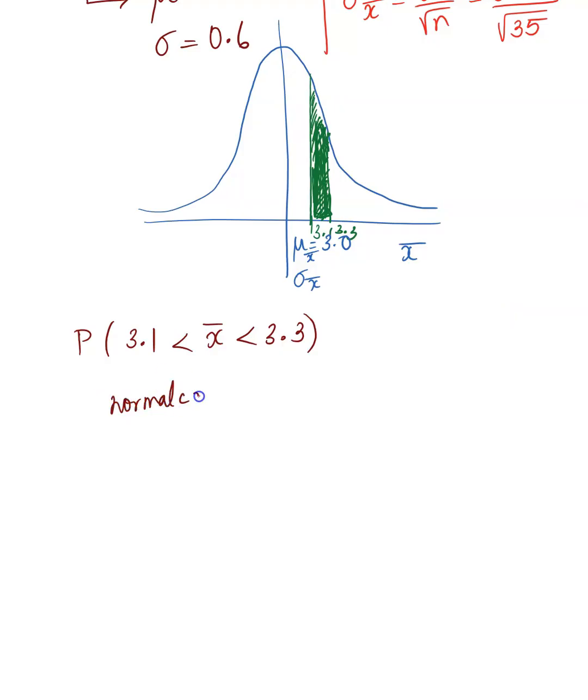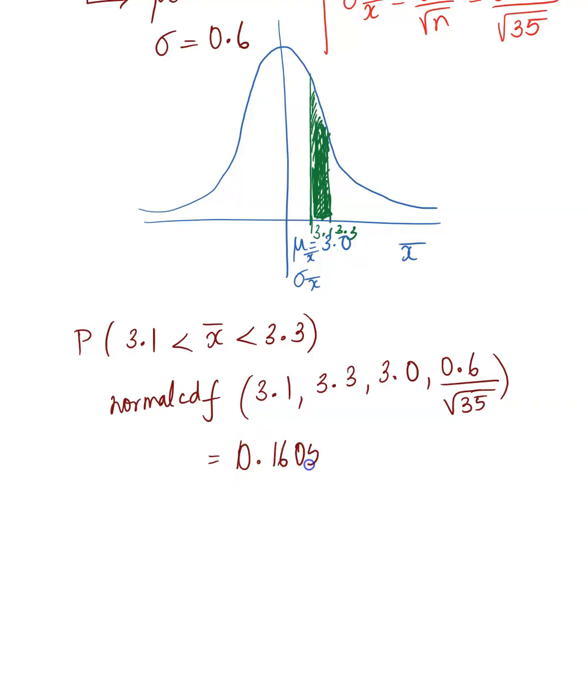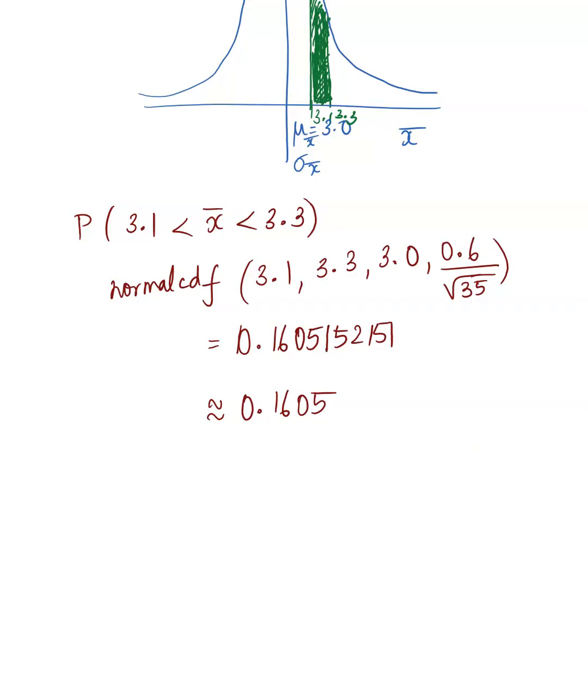Normal CDF, 3.1, 3.3, 3.0, 0.6 over root 35. That comes out as 0.1605, 1524141, so 0.1605. If they said round to 2 decimal places, that's fine as well.